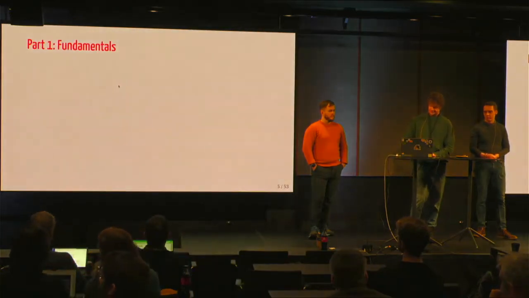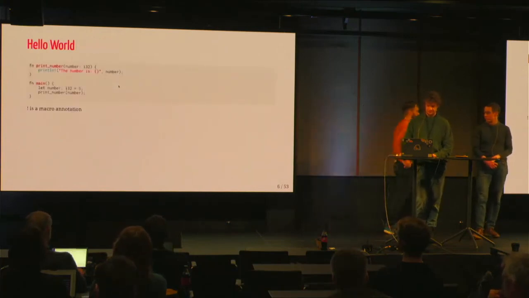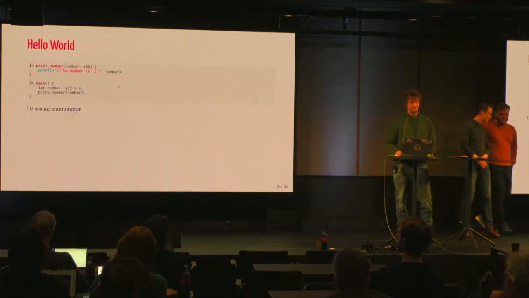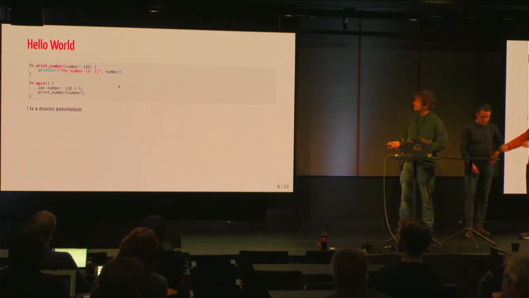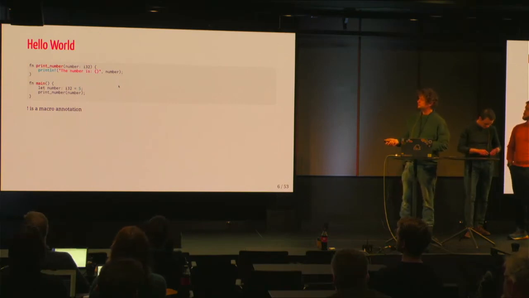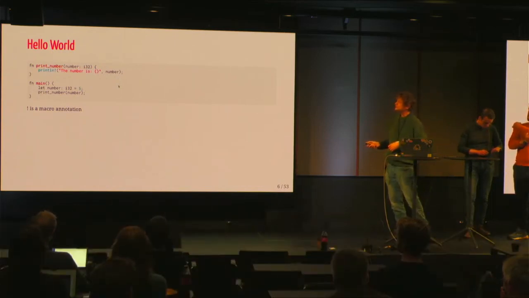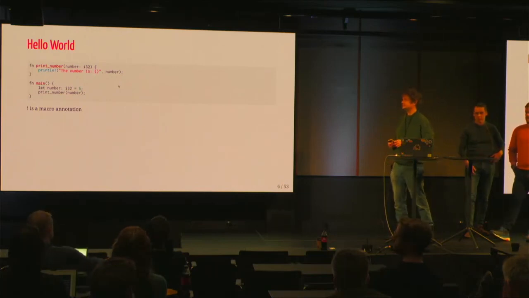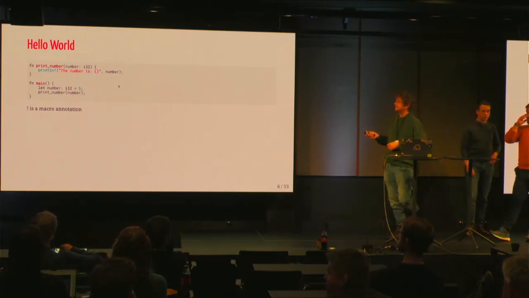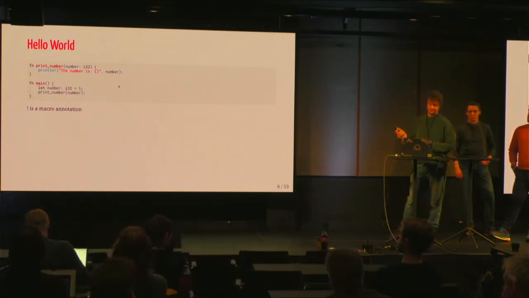Okay, let's go into the fundamentals. This is probably the most famous programming example in the world. Hello World. This shows you how to declare a function, the fn keyword, parameters, data type, a 32-bit integer this time, and how to print a number on the screen, and how to declare a main function.